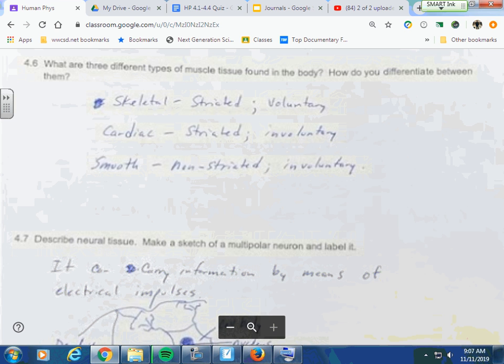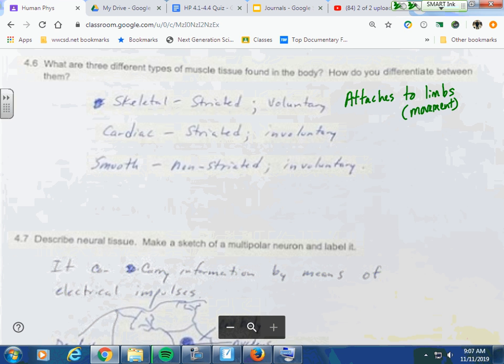the three types of muscle tissue. We've got to know skeletal muscle tissue, cardiac muscle tissue, and smooth muscle tissue. So skeletal muscle tissue attaches to limbs, by the way, and that's for our controlled movement. All right. So I'm going to break these up into two categories.